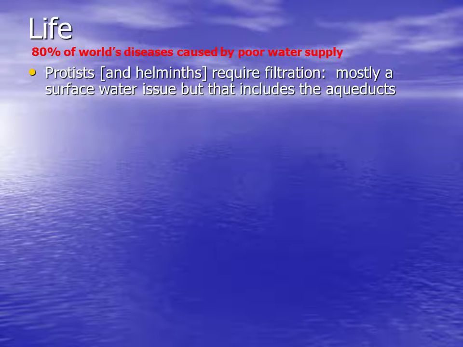So what are some of the problems? We have life forms, protists, single cell eukaryote life, meaning cells with a nucleus, also helminths, which are worms, so let's just call them eukaryotes. And these require filtration out of water. It's mostly a surface water issue.